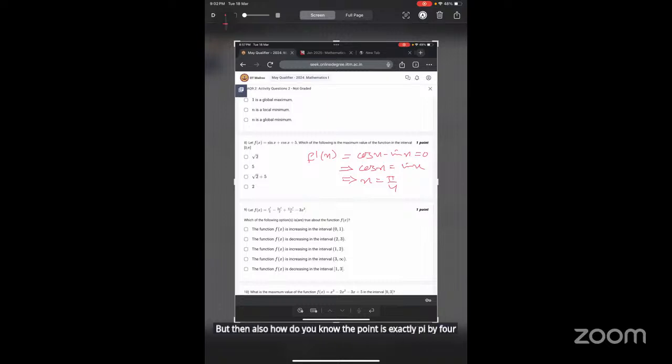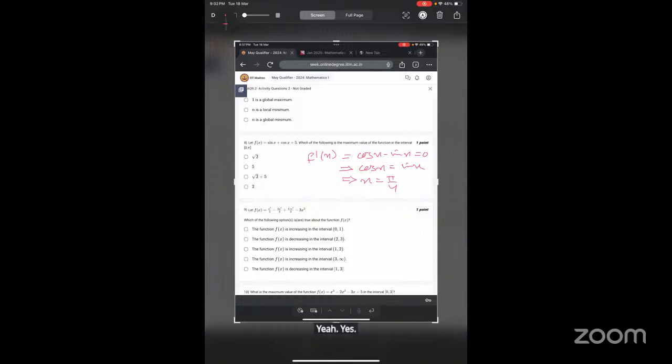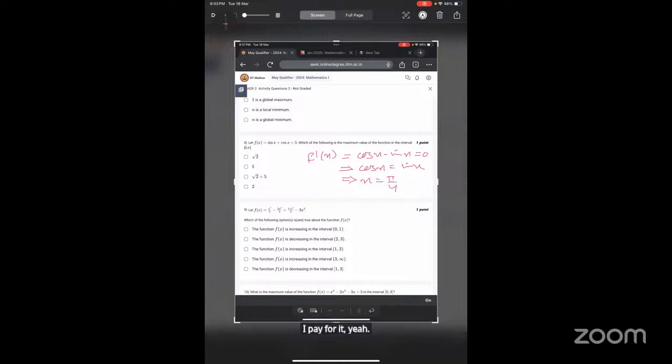Sin and cos meet only at that one point, in the middle between 0 and pi by 2. Yes. If you know that it is exactly the middle of 0 to pi by 2, then it's fine. But if you don't know this, then it will be difficult, right? So it is always good to remember the table. Okay. So this is our critical point, x equals pi by 4.